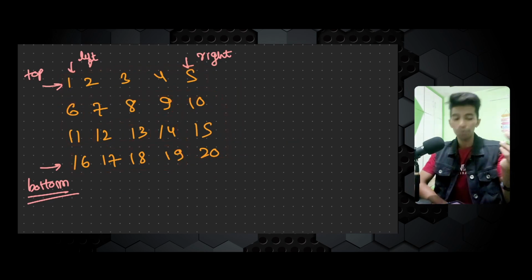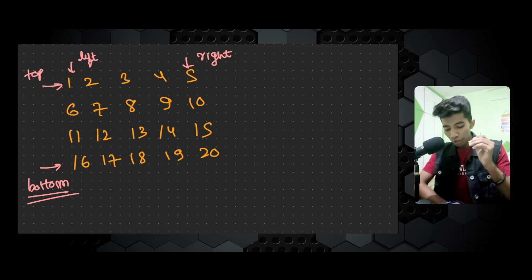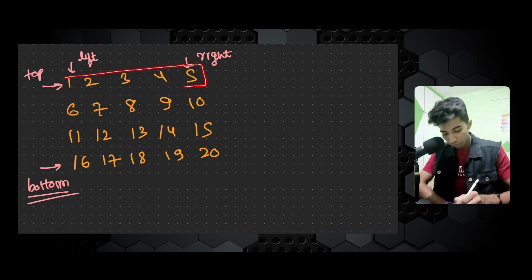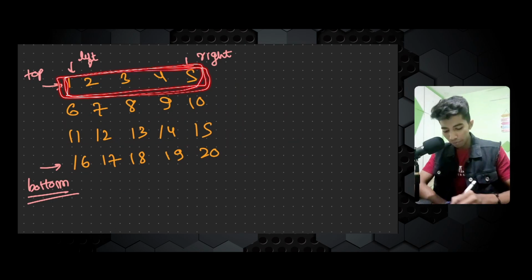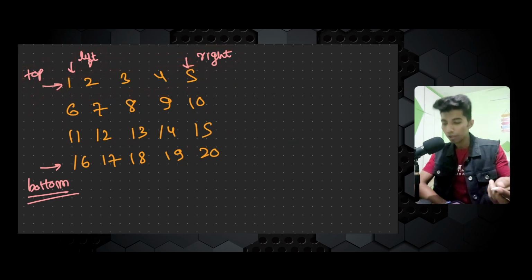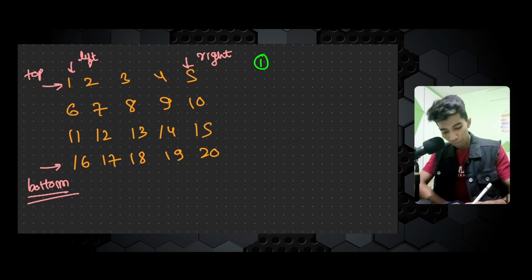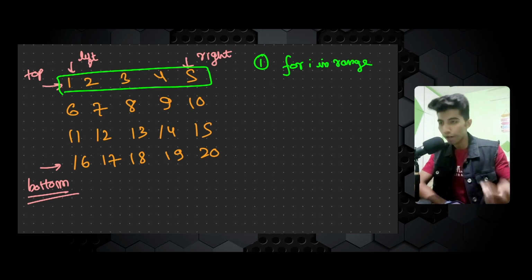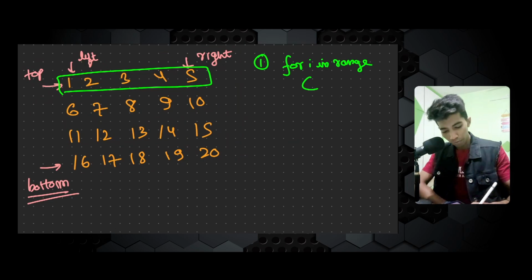So how will we print this particular case? It's pretty simple, guys. First we will focus on printing this. From where to where will I run the loop? From left to right I will run my loop, making the top constant. So let me write it. First, I have to cover this. For i in range, and from where to where will I run this? I will run this from left to right.